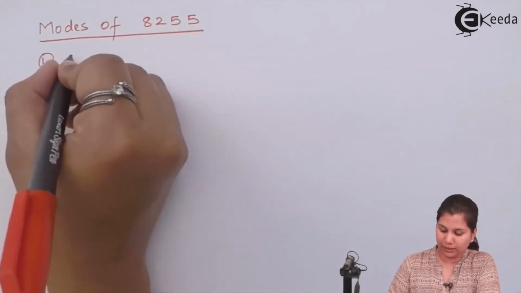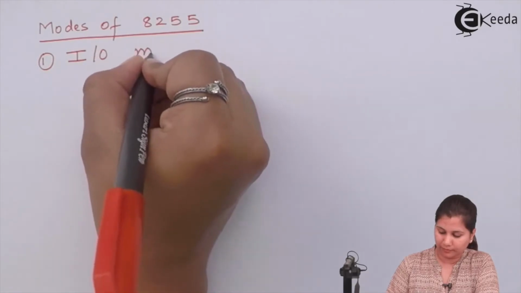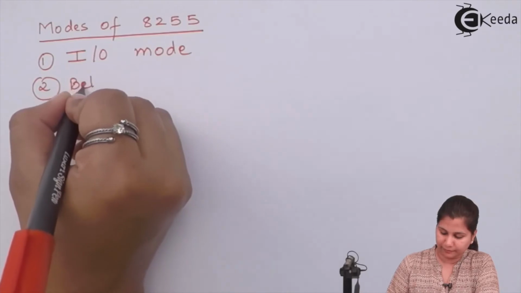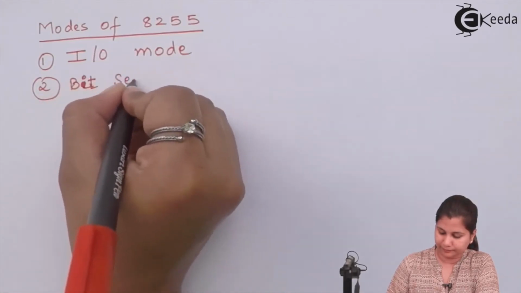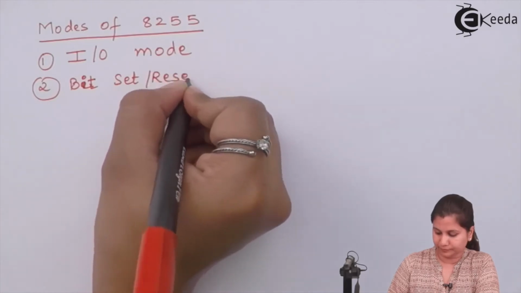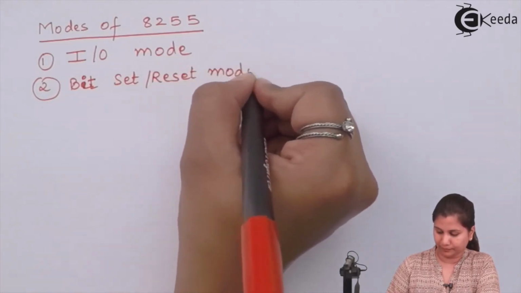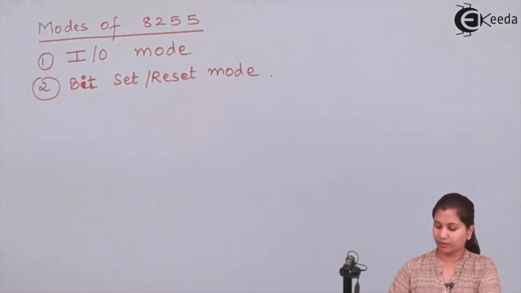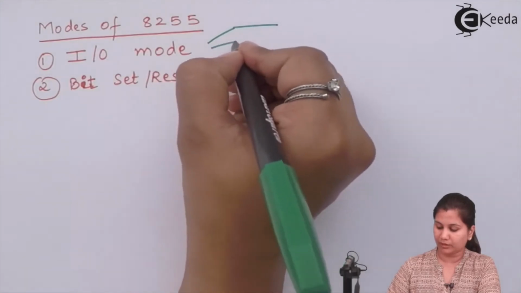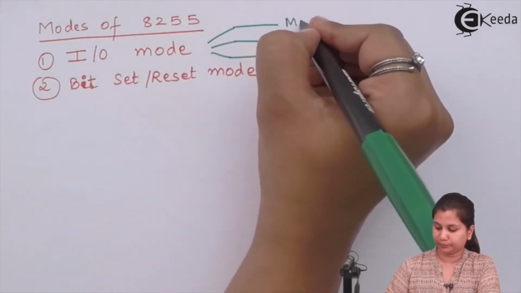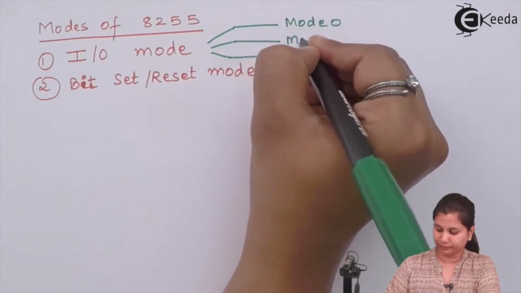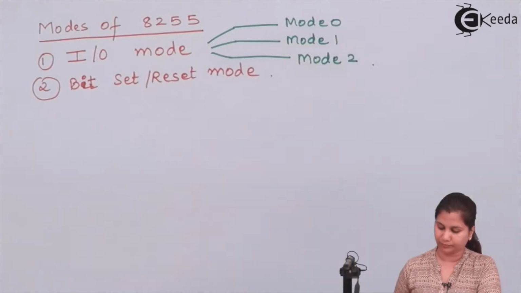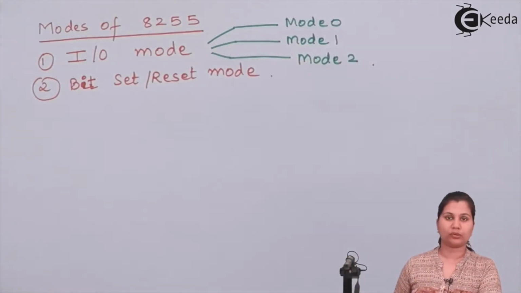So there are two modes: input output mode and bit set reset mode. The input output mode is further divided into three modes: mode 0, mode 1 and mode 2. We will study these modes one by one.